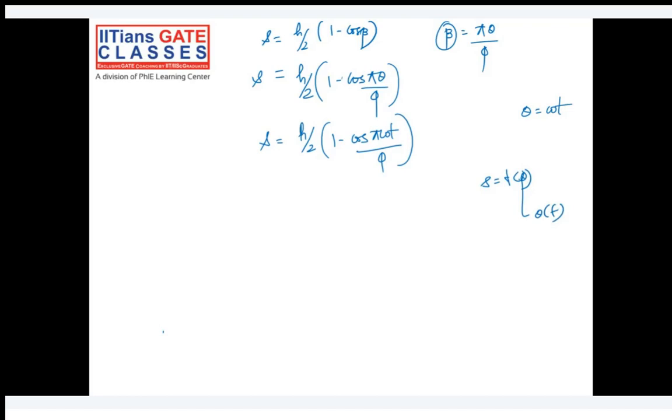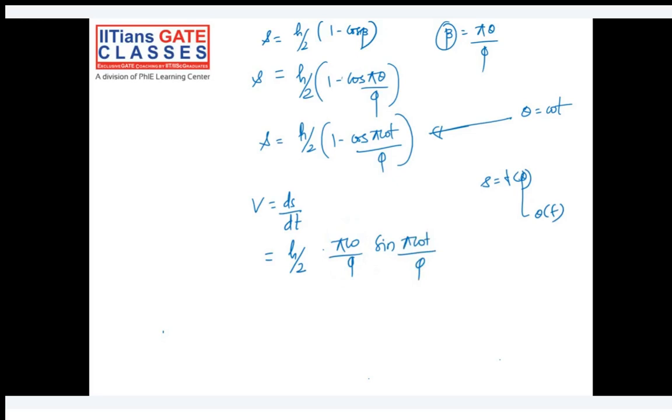So velocity here is ds by dt, and it can be written as h by 2 times pi omega by phi. Differentiation of 1 is 0. Differentiation of cos theta is minus sine theta. So minus minus will become plus. So sine of pi omega t by phi. And omega, this I have already taken out. Okay. So this is the formula for the velocity.